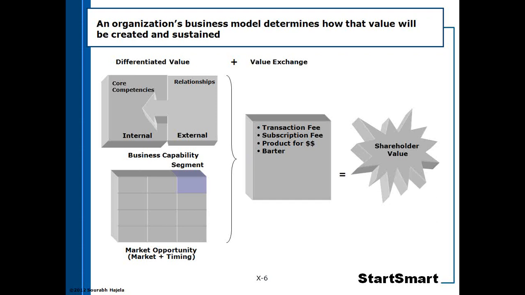There are three critical components of a business model. One is differentiated value. That is something you create by virtue of being who you are, what you do, what you know, how you do it. The second element is how it is that you identify and approach and, quite frankly, pounce on market opportunity.